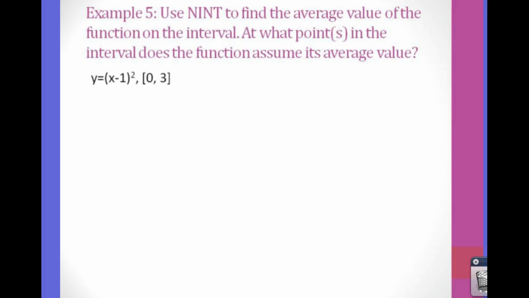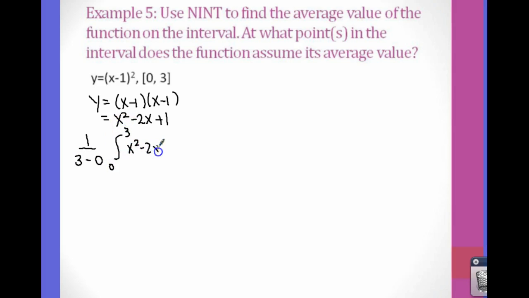By FOIL, it would stay x minus 1. So again, we could FOIL this, x minus 1 squared, and get x squared minus 2x plus 1. And then I could use my power rule for this. So I could actually find 1 over 3 minus 0 of the integral from 0 to 3 of x squared minus 2x plus 1 dx.